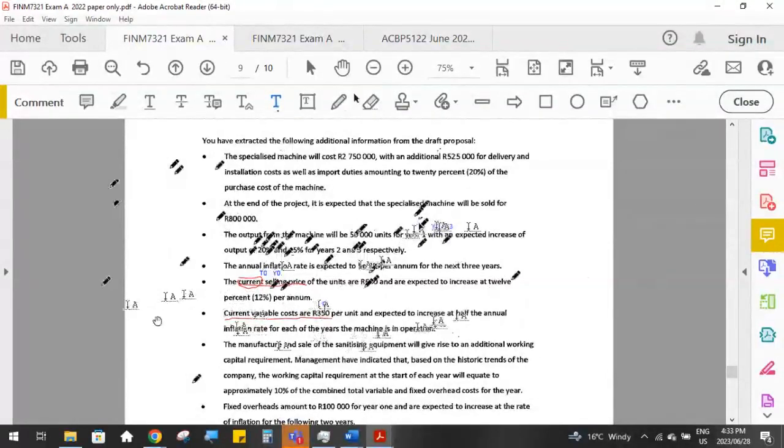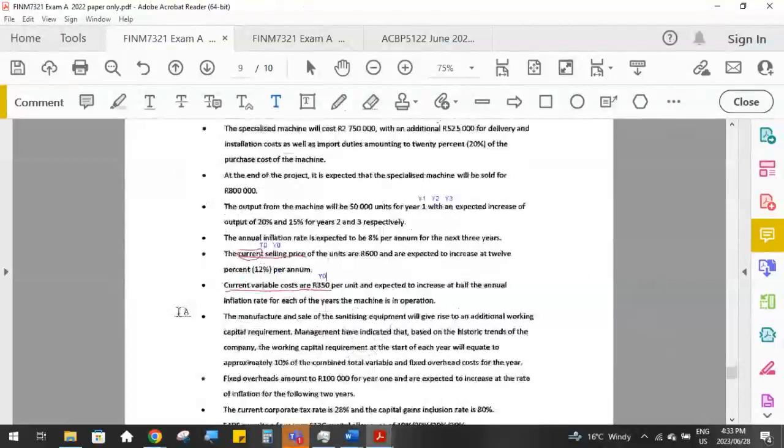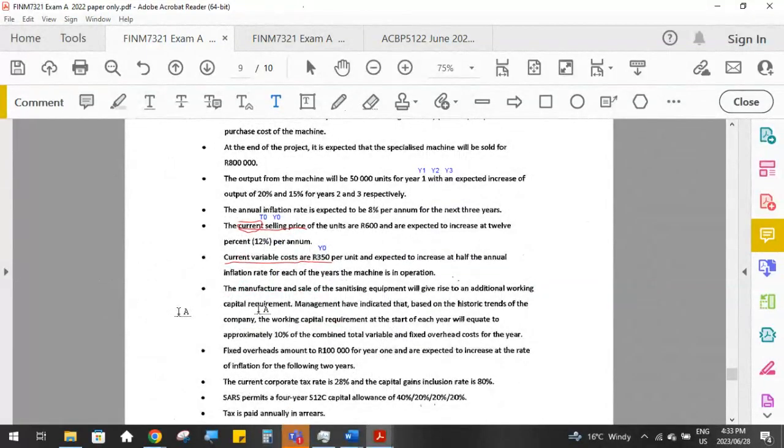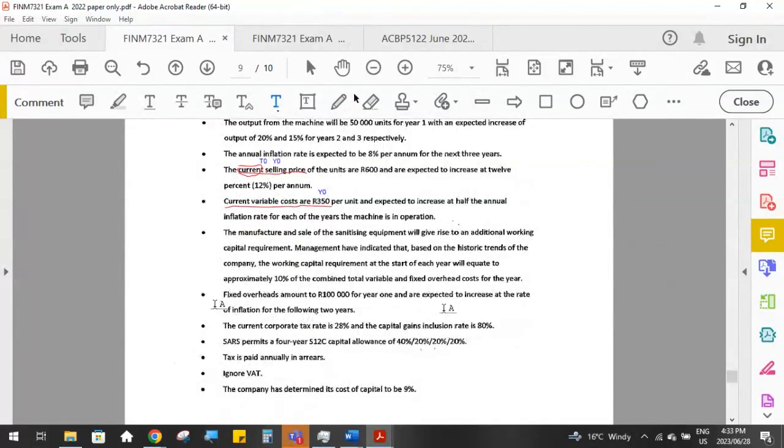This is where the students lose the marks. They don't apply these percentages in the correct years. And then, of course, there's a lot that is wrong. Additional working capital requirement. This, I think, is similar to what you've seen before. Management have indicated that based on the historic trends of the company, the working capital requirement at the start of each year will equate to approximately 10% of the combined total variable and total fixed overheads for the year.